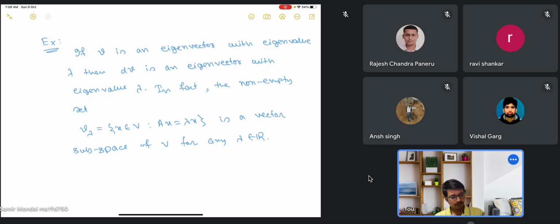What is the meaning of this non-empty set? Corresponding to every lambda, where lambda is fixed, we are finding those vectors x such that A acting on x is a multiple of x, so this x is nothing but an eigenvector of A. When we include the zero vector with it, you will get a vector subspace of V. Is it fine? Why is this non-empty? Could you please tell me?